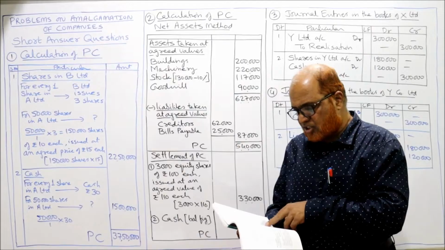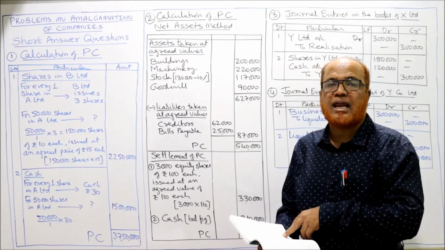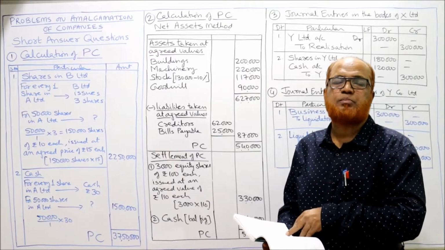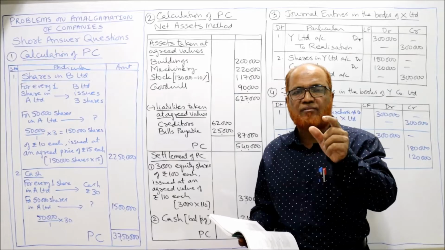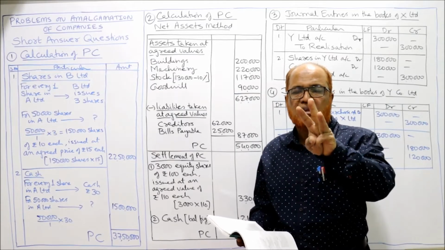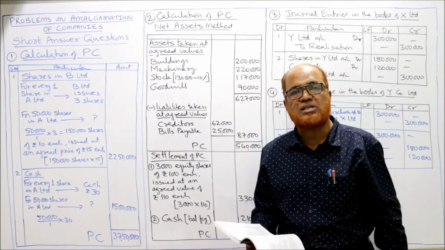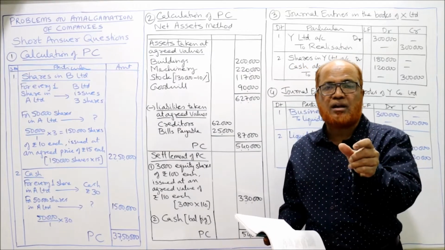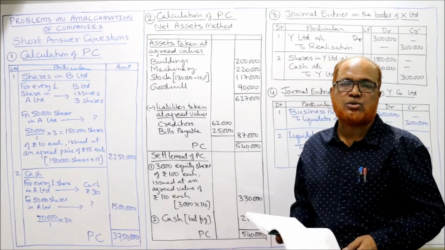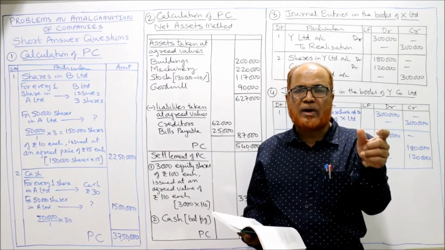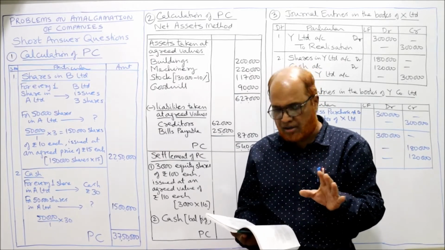The purchase consideration is satisfied by the issue of 3,000 equity shares of 100 each at an agreed price of 110 rupees per share. So at the time of PC payment, Y Limited says we will issue 3,000 shares. The face value of each share is 100 rupees, but it is issued at an agreed price of 110. So 3,000 into 110, you will get 3,30,000. So I am giving shares worth 3,30,000.